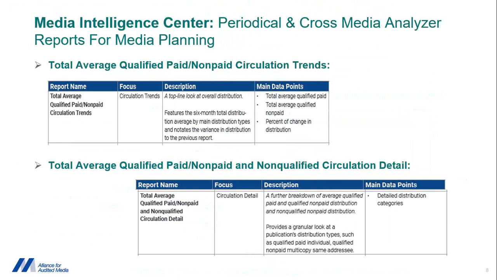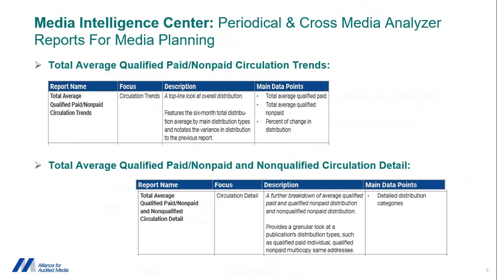The first report we're going to go through is called Total Average Qualified Paid and Qualified Non-Paid Circulation. It pulls in the top line information: their total qualified paid and total qualified non-paid distribution number for that particular reporting period. In my example, I'll be using the December 2018 publisher statement.